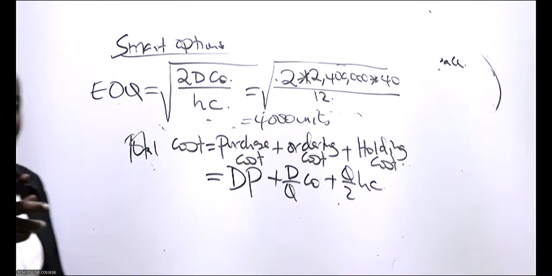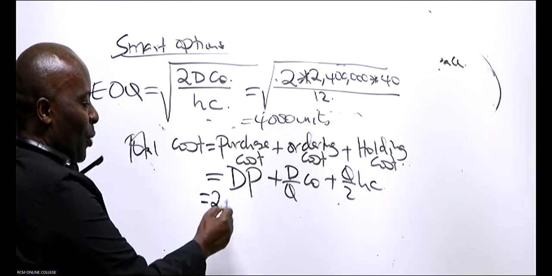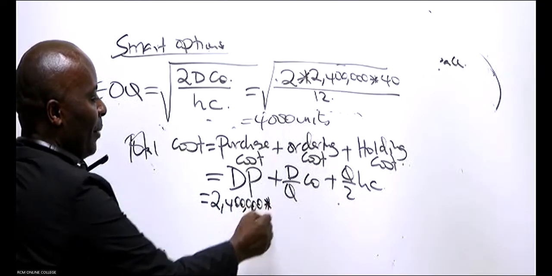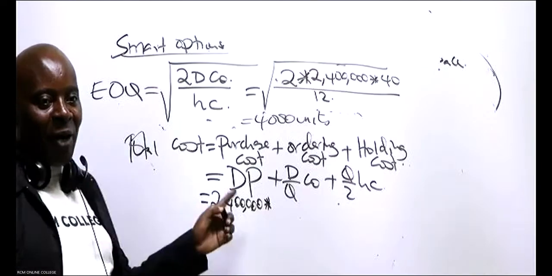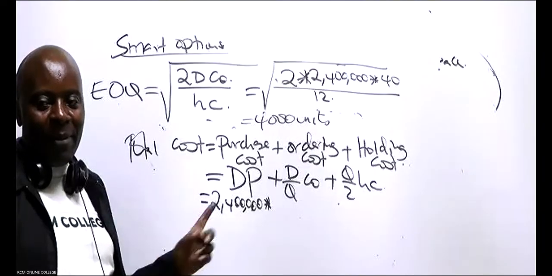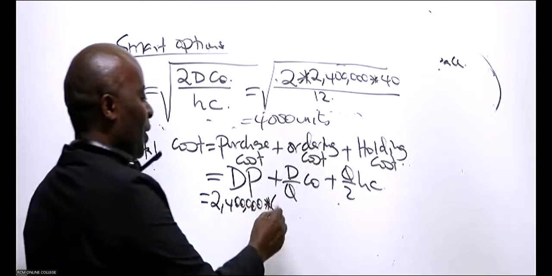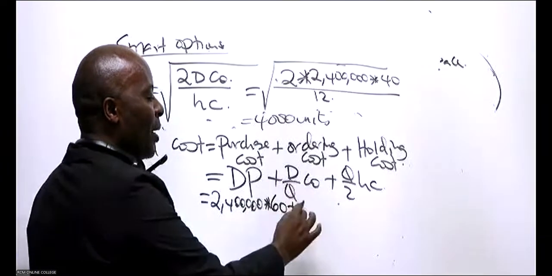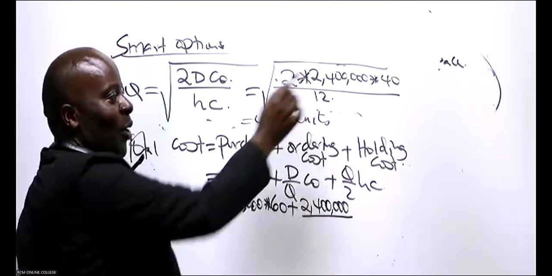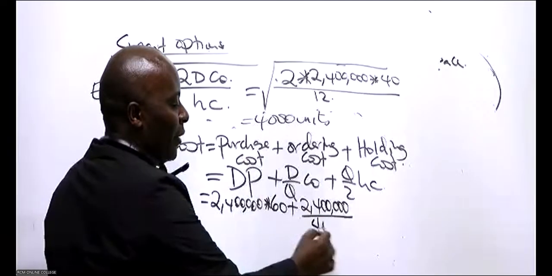So do we know the annual demand? You guys gave me the value. Was it 2.4 million? So 2.4 million times, in this case here, the buying price. Remember, this is the buying price. You gave me a value for buying price. It was 60, isn't it? 60. This is the same annual demand, which is 2.4 million, divided by Q, of course, which is what we have acquired, the EOQ.